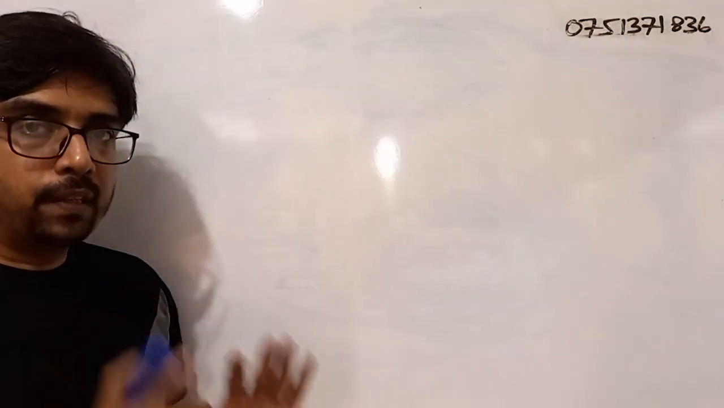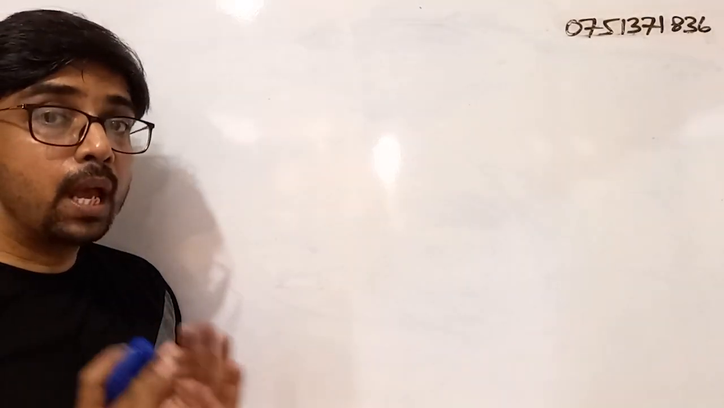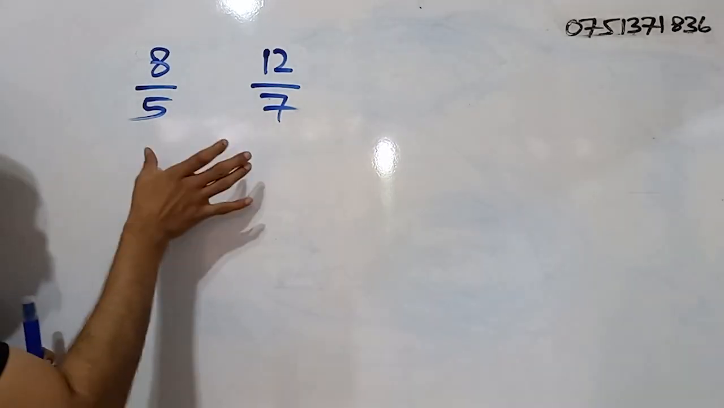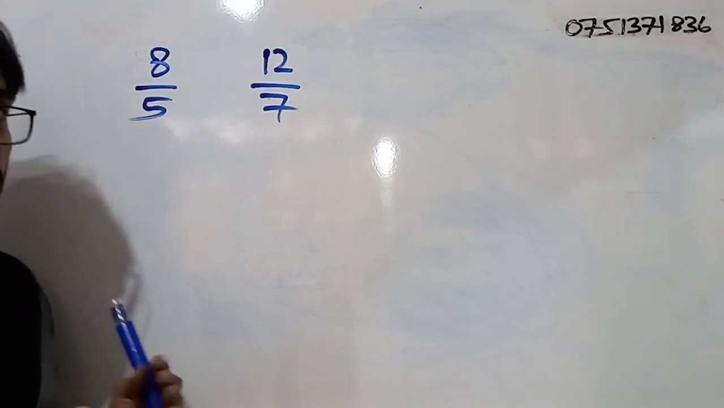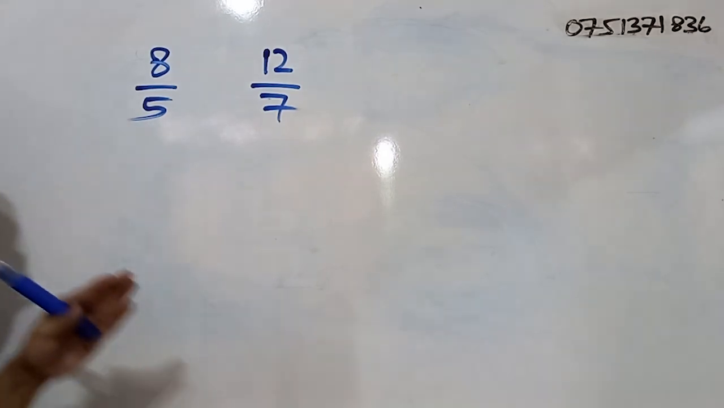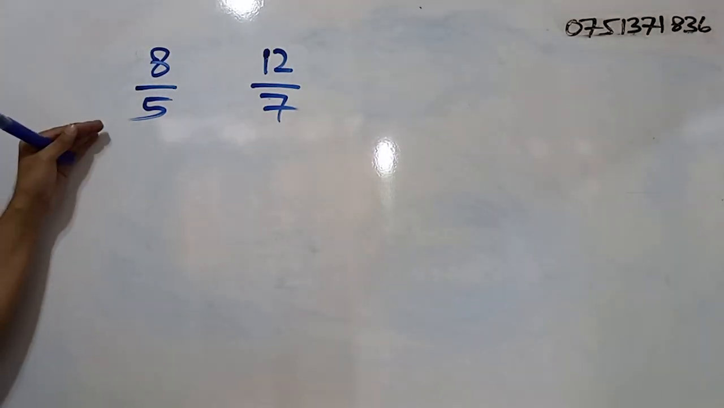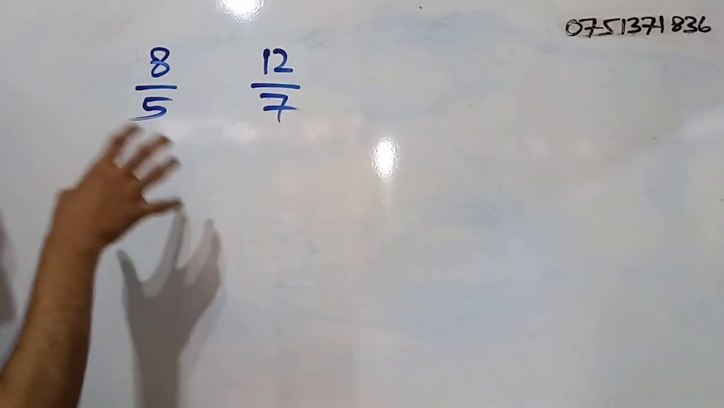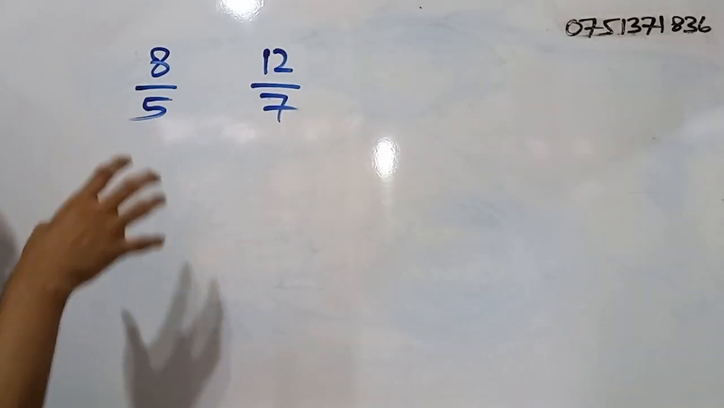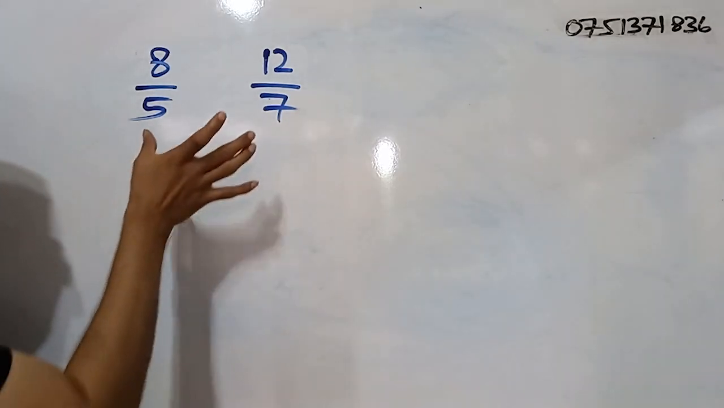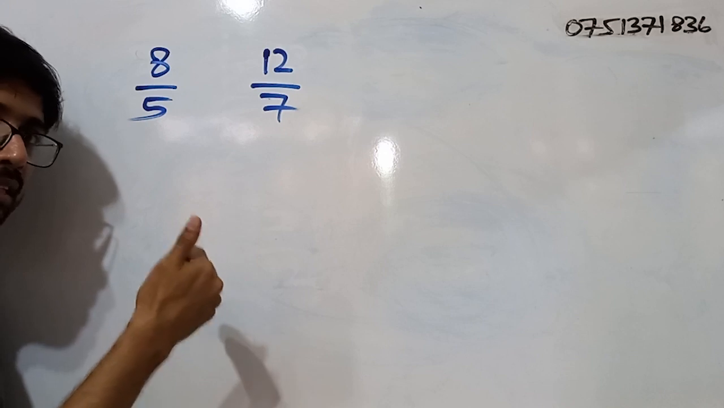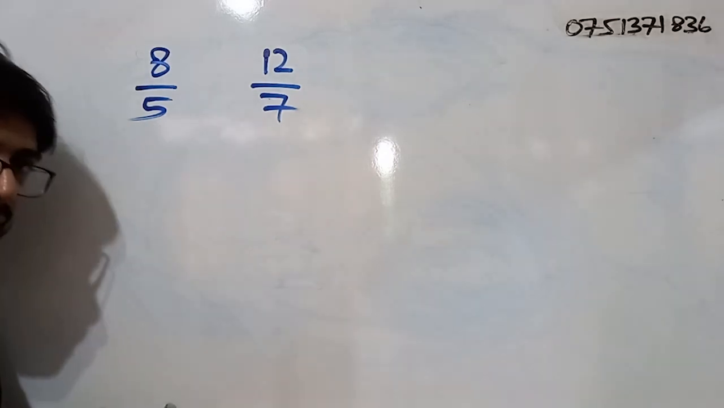Okay, first of all, we will talk about improper fractions. On the board, I have written 2 fractions. One fraction is 8 by 5 and the other fraction is 12 by 7. When you take a closer look, you might notice that these 2 fractions are somewhat different from the fractions that we already know. Am I correct?